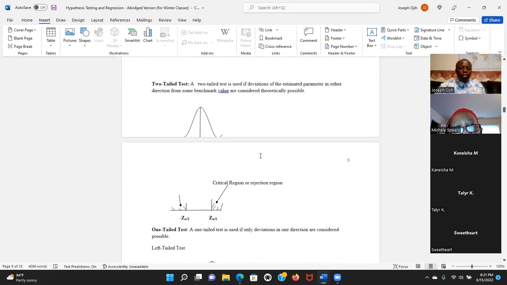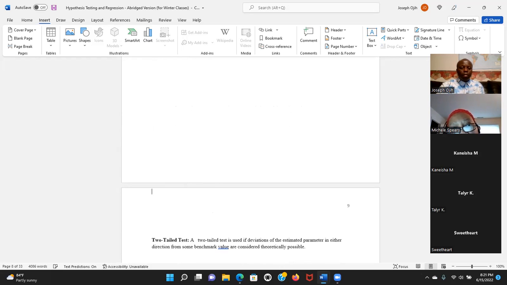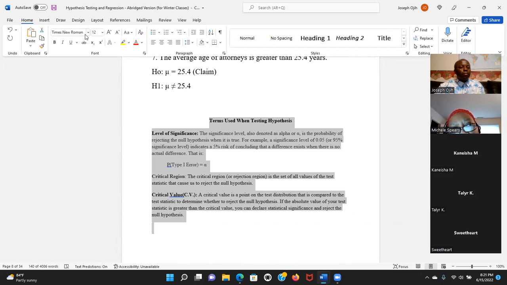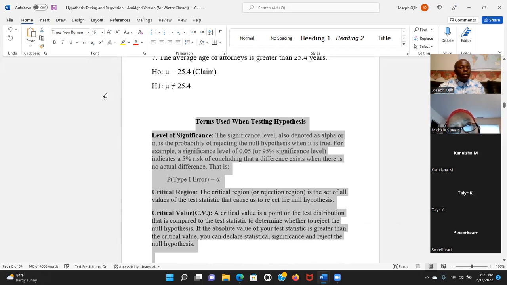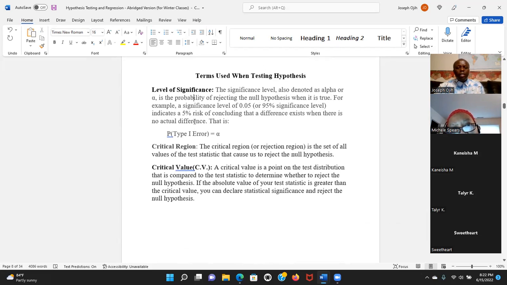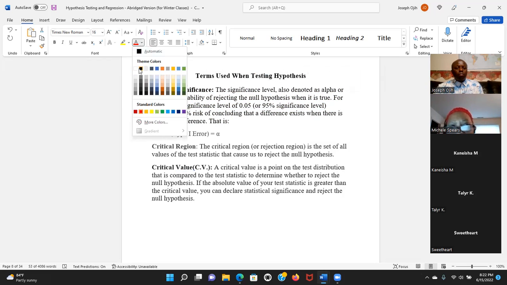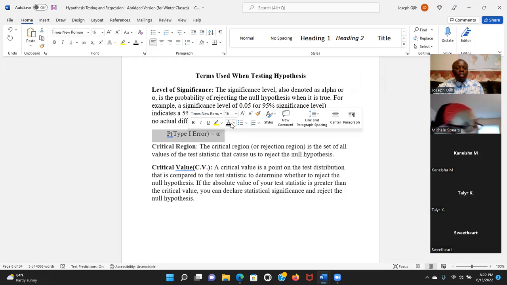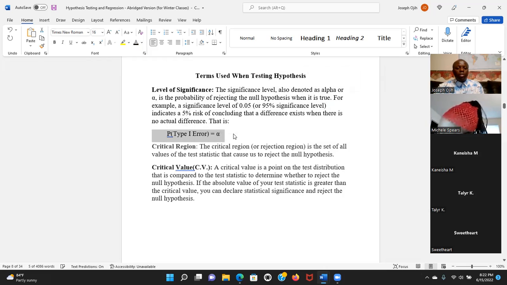Let's start from here with the terms. First is the significance level. The significance level is basically the probability of committing a type 1 error. What is a type 1 error? Rejecting the null hypothesis when it is true.